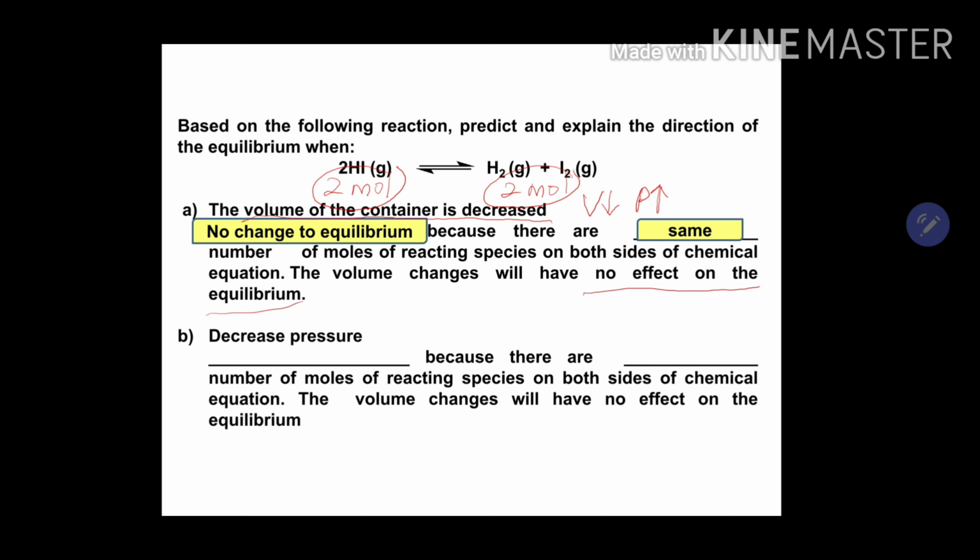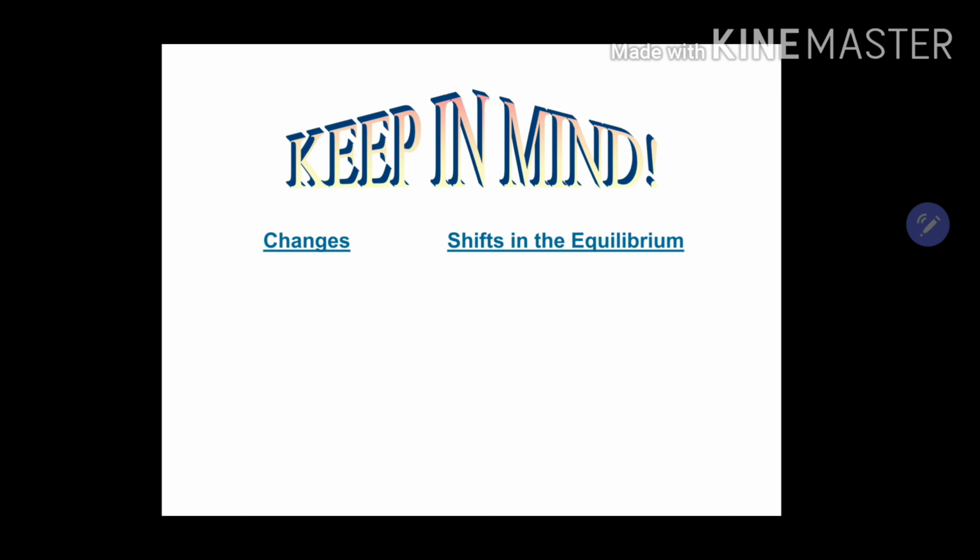Okay, the second one is when we decrease the pressure. What happens to the equilibrium? No change to equilibrium. Why? Because there are the same number of moles on both sides. If the same number of moles on both sides of the chemical equation, there will be no effect on the equilibrium. Okay, keep in mind.